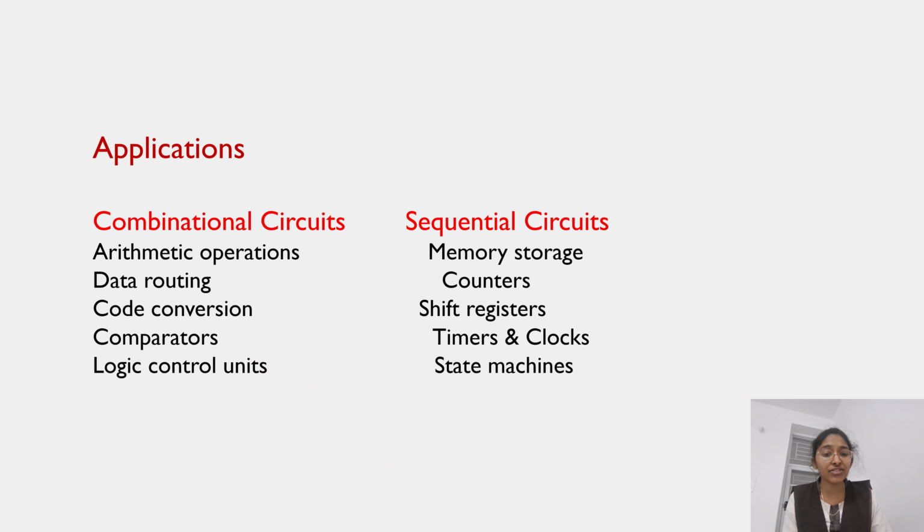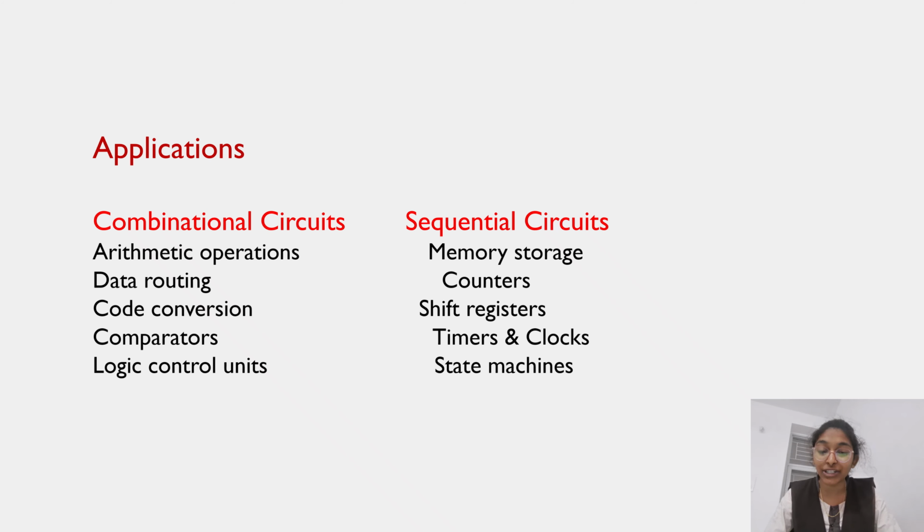Applications. Applications of combinational logic circuits and sequential logic circuits. Applications of combinational logic circuits are arithmetic operations, data routing, code conversion, comparators, and control units. The applications of sequential circuits are memory storage, counters, shift registers, timers and clocks, and also state machines. State machines include finite state machines, Moore machines, and some other machines. These are the applications of sequential and combinational logic circuits.